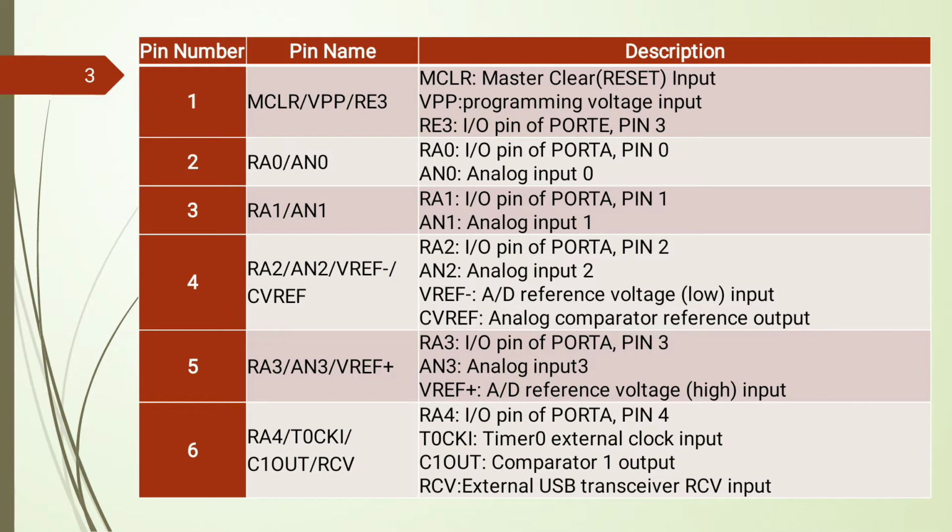First, we see RA0, the first pin of port A. The basic function of each and every IO port pin is input output operation. Similar to the 16F, port A's additional pin function is analog input, and port E also has analog input. This is the additional pin function capacity of PIC 18F series port A. Along with that, the negative voltage reference and positive voltage reference, which are used for A to D conversion, are provided at pin number 4 and 5. Timer clock is also provided.